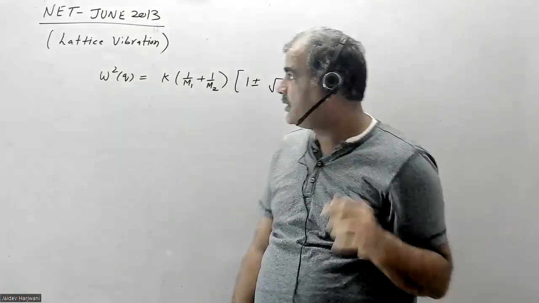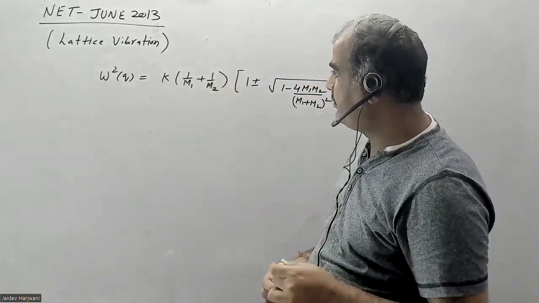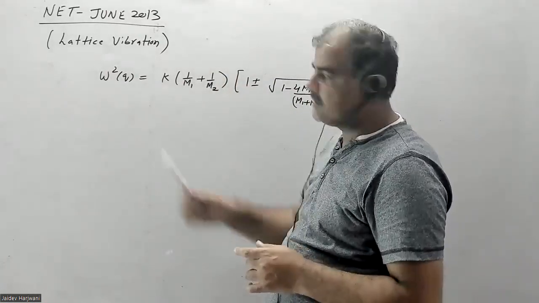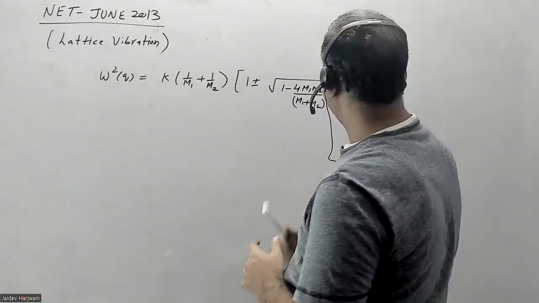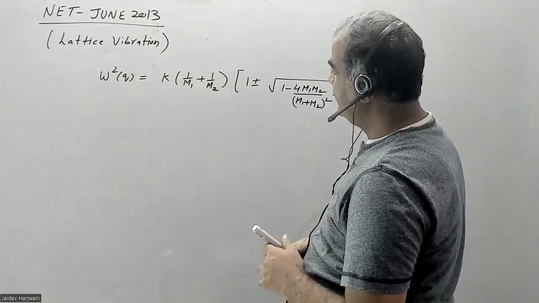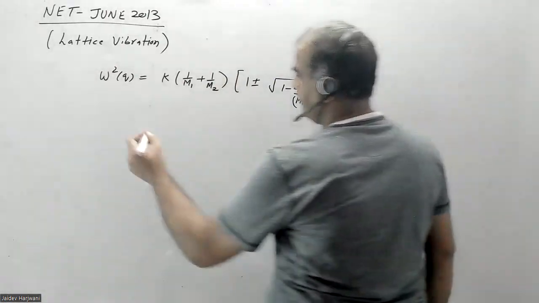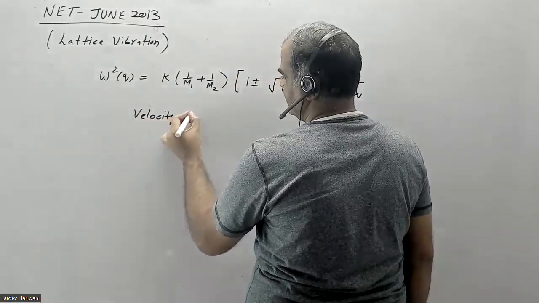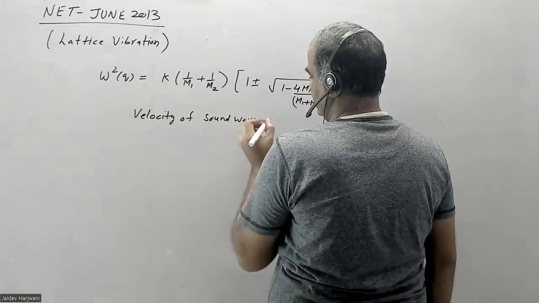So hello students, I'm solving this NET June 2013 paper. This question is asked from solid state physics. The topic was lattice vibration. They have given one dispersion relation, and they're asking what is the velocity of sound waves.